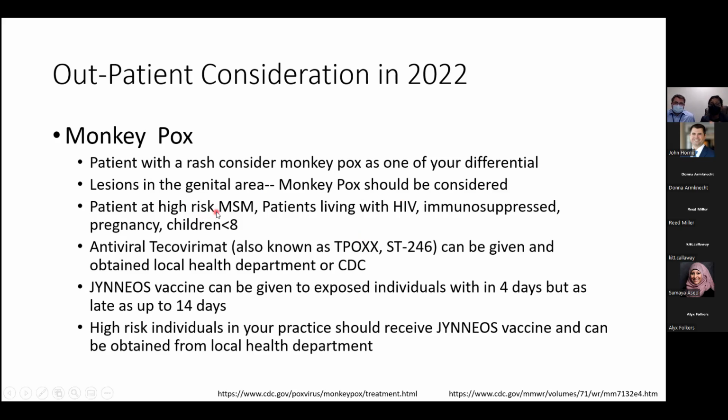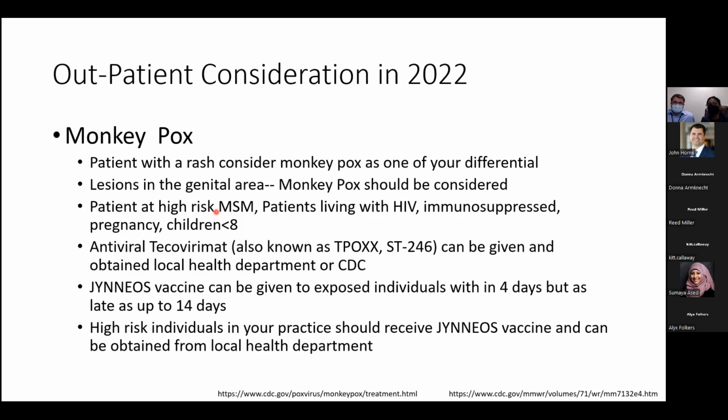High risk patients are men who have sex with men, patients living with HIV, immunosuppressed patients, and then of course, pregnant women and children can have severe disease as well. Please keep an eye out for that. If you think you have a patient with monkeypox, call your health department. They could give you antiviral. If somebody gets exposed to monkeypox, we have vaccine that can be given as post-exposure.